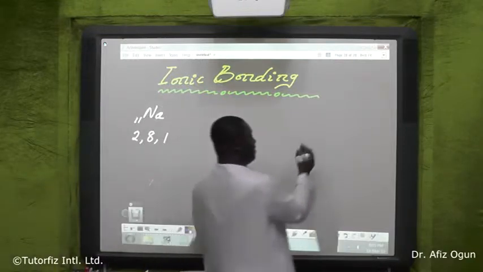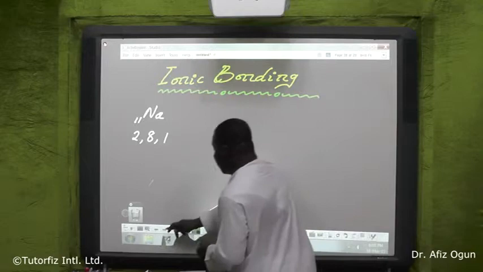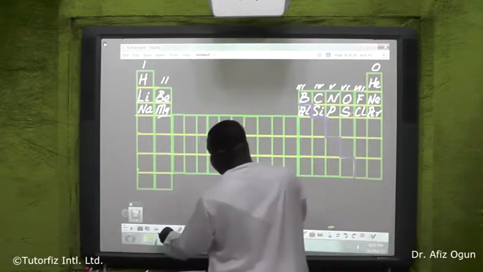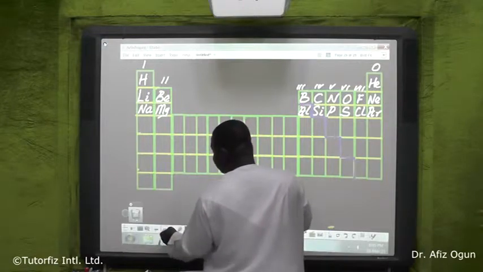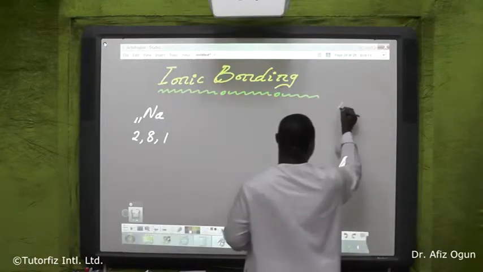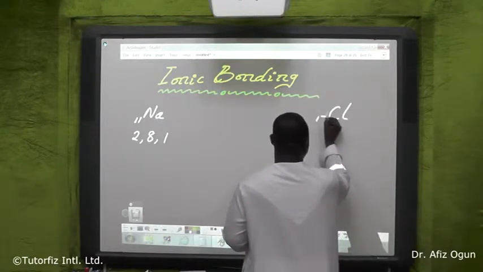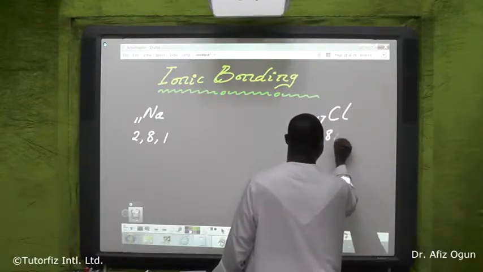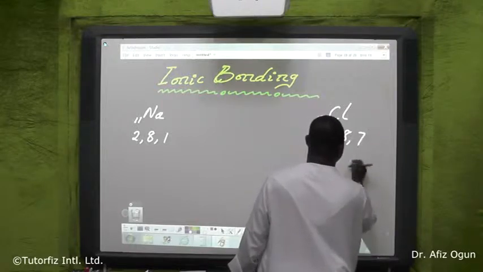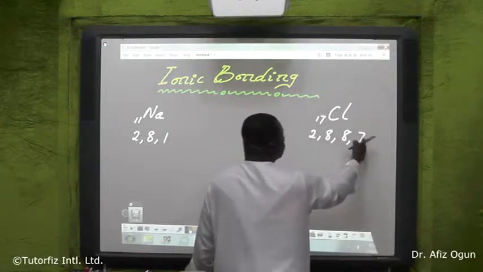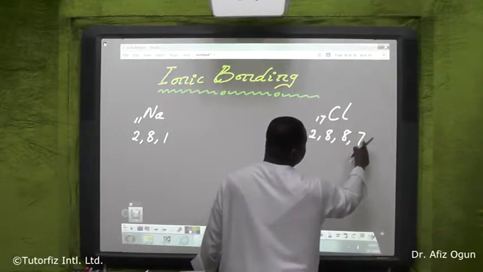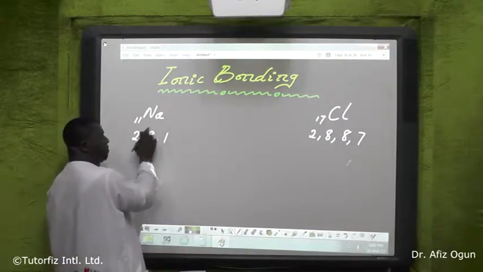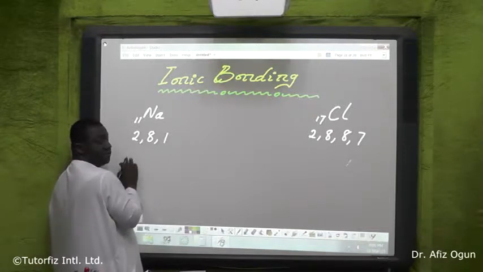Mr. Chlorine is in group 7. When you look at the periodic table, it's in group 7. So it has atomic number of 17. So it has an electronic configuration of 2,8,7. Chlorine is looking for 1 to complete its octet, 8. And sodium needs to lose this 1 to complete its outer octet, 8.